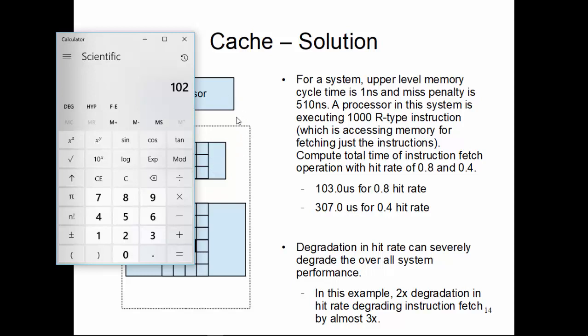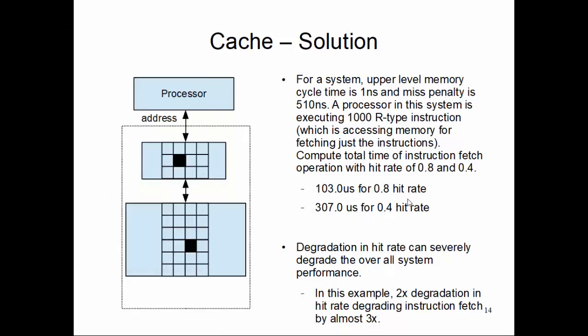Whereas for the second scenario, 1000 memory accesses from the higher level still cost 1 nanosecond each, so it is still 1 microsecond. But in this case, since my hit ratio is 0.4, that means 0.6 will be a miss. 0.6 multiplied by 1000, so for 600 instructions it will incur a miss, which is 510 nanoseconds each, divided by 1000, 306 microseconds, plus 1 microsecond for the normal access from the higher memory to the processor. So 307 microseconds.